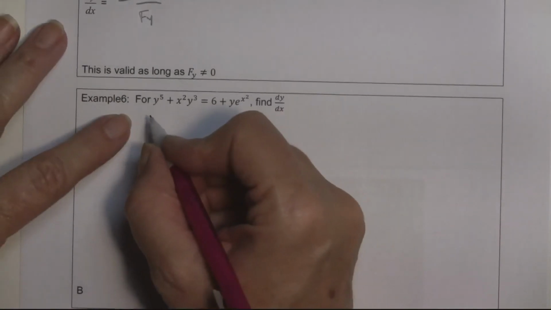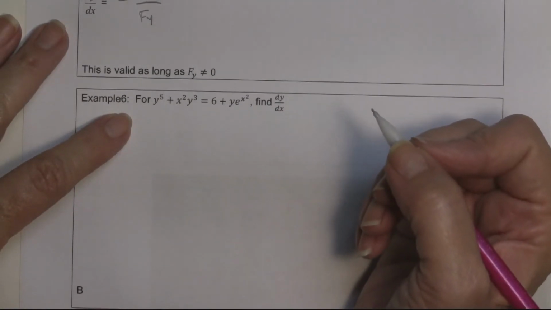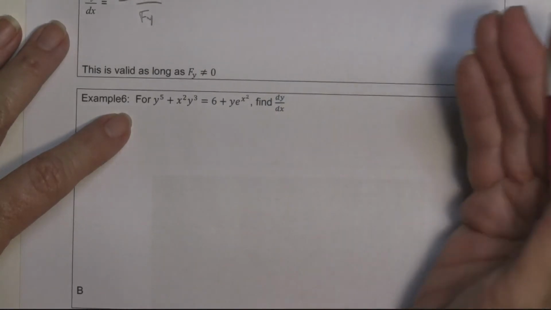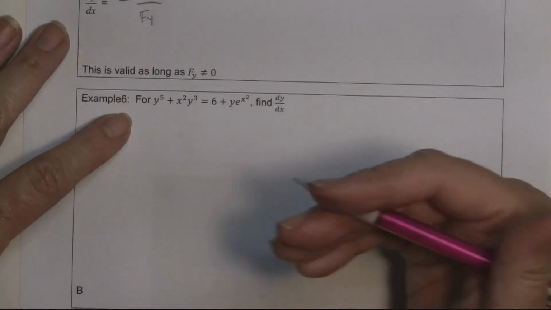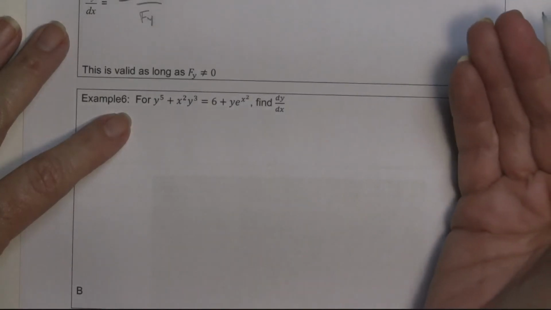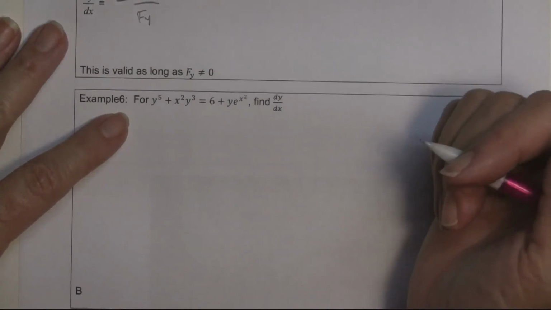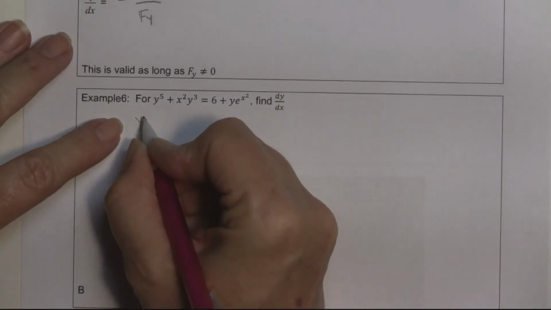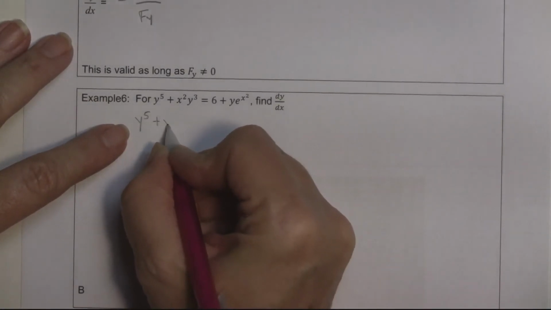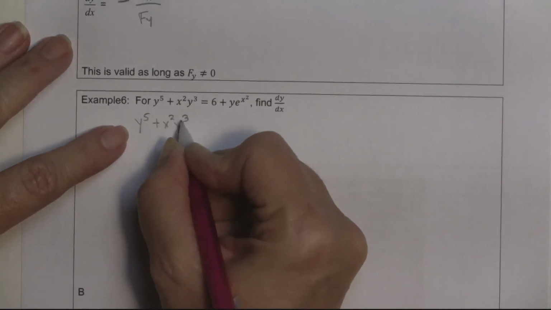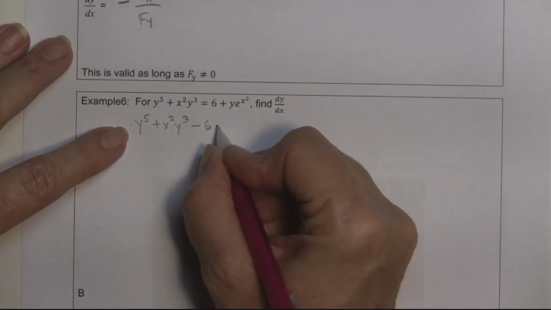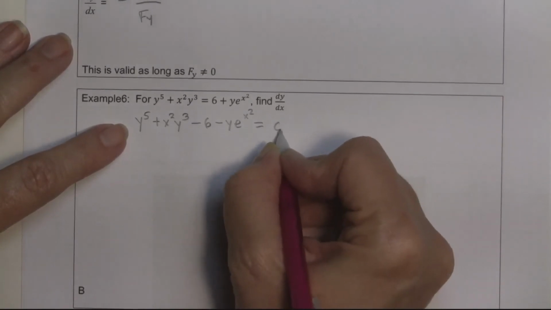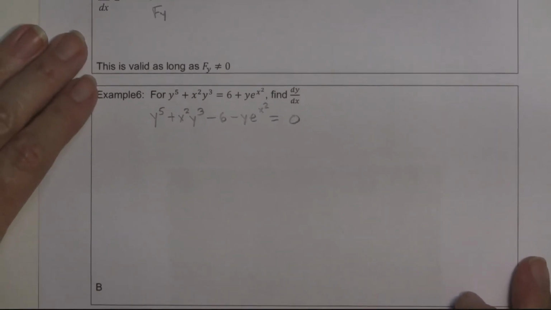So the first step, in order to use implicit differentiation to find dy/dx, like we did in Calc 1 and Calc 2, but using partial derivatives, which we just learned here in Calc 3, is to get 0 on one side. So you have to chant that to yourself, 0 on one side, friend. And so I'm going to do that. So minus 6 and minus y e to the x squared equals 0. So I got 0 on one side.